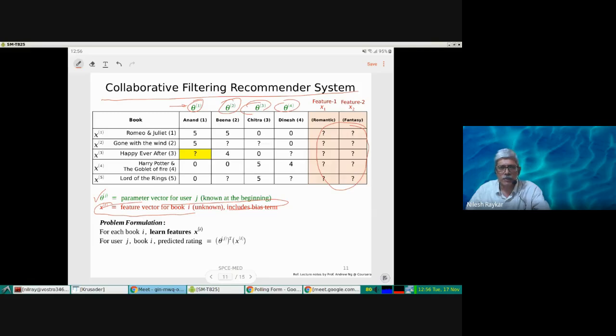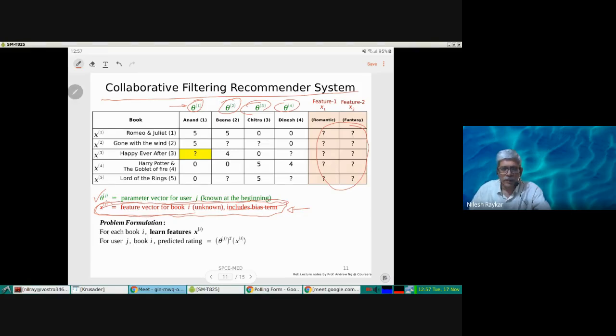Just opposite to that, in this case, theta is known and you want to know what the features of the book are. One aspect of this filtering system is that, unlike all other machine learning methods where the features were supplied as a data set, in this case the features are learned by this system. The X vector, which is the feature vector, is learned or inferred by this particular system instead of user preferences. That is one highlight, or difference, of this particular recommender system.